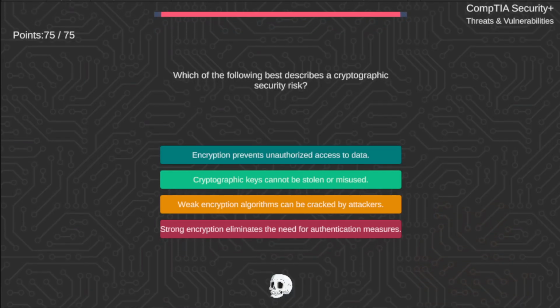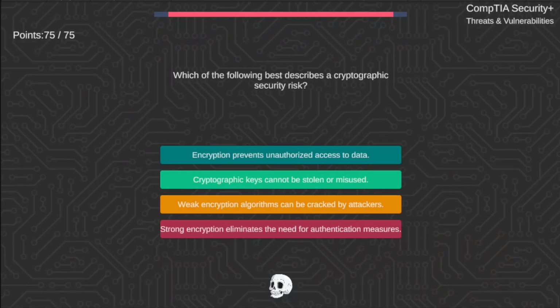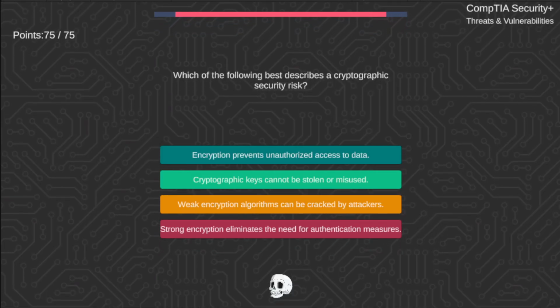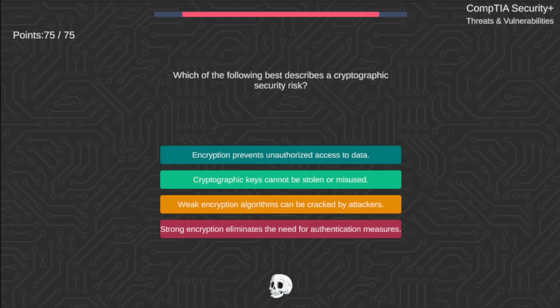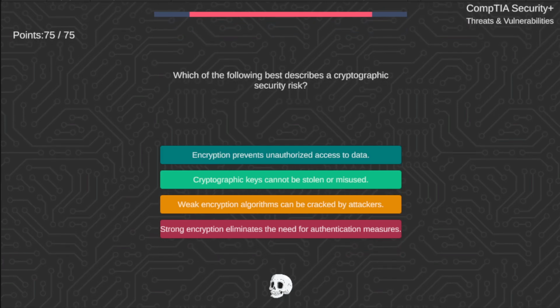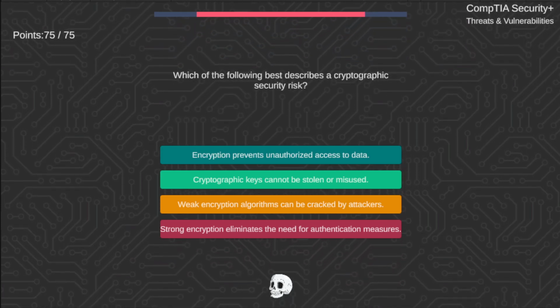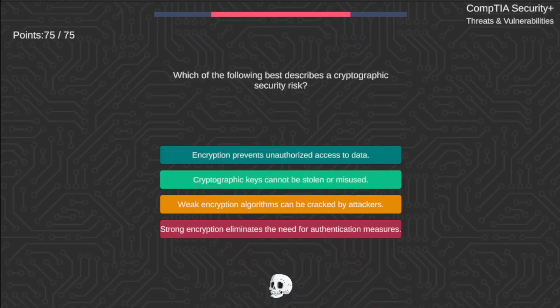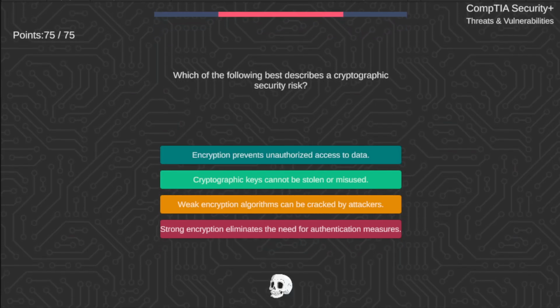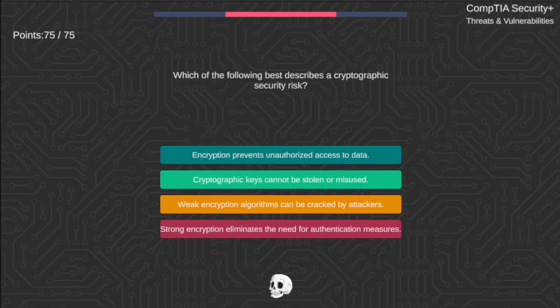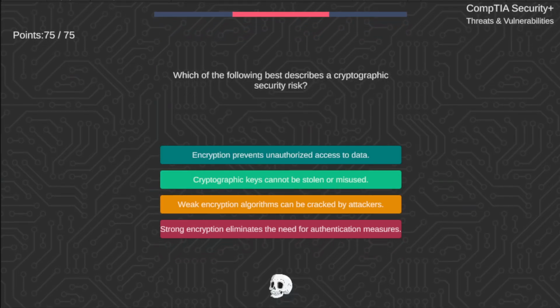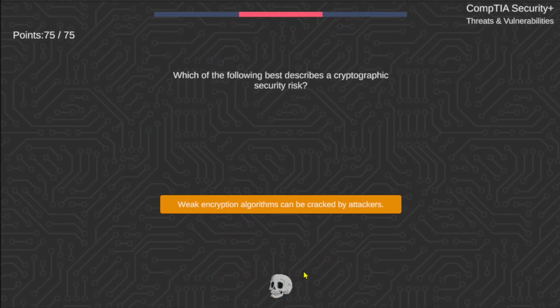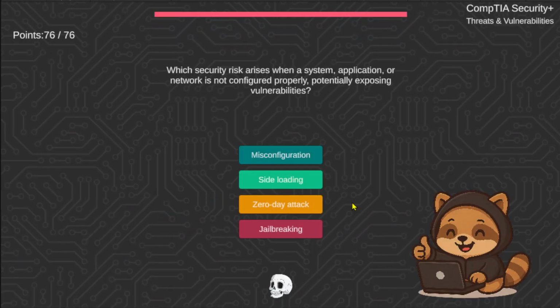Which of the following best describes a cryptographic security risk? Encryption prevents unauthorized access to data. Cryptographic keys cannot be stolen or misused. Weak encryption algorithms can be cracked by attackers, or strong encryption eliminates the need for authentication measures. Which best describes a cryptographic security risk? Correct answer is weak encryption algorithms can be cracked by attackers.